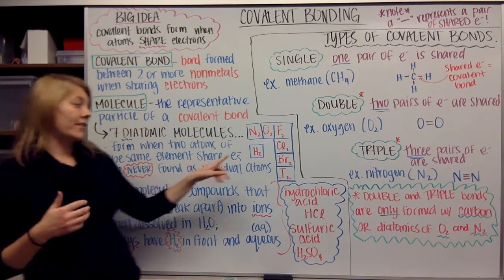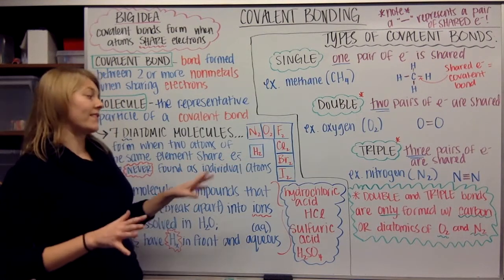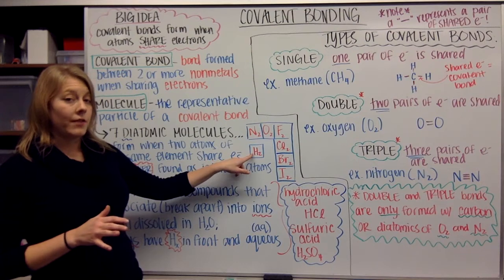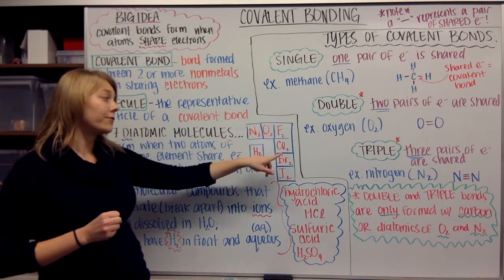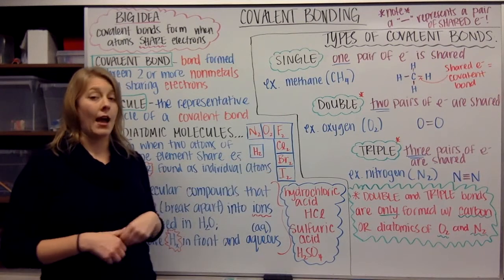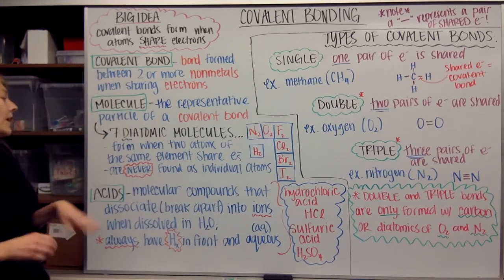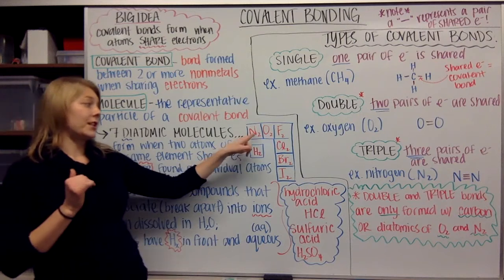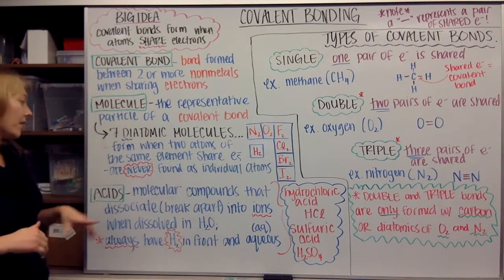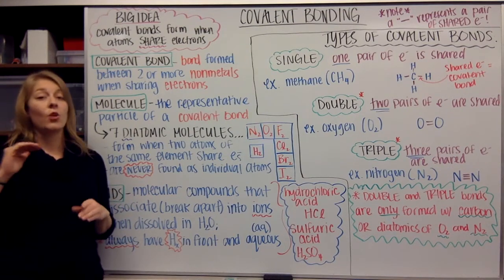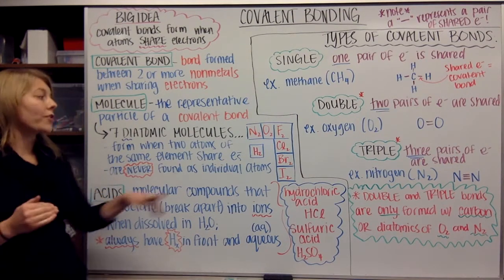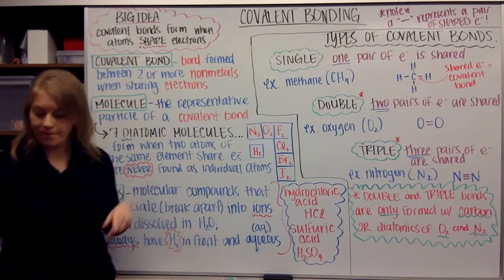Some examples, and these are really the only ones we see: H2, right? So a covalent bond between 2 hydrogens, N2, O2, F2, Cl2, Br2, and I2. These 7, so hydrogen and the 6 that are here, are never found as individual atoms. They will either bond with different atoms or they will bond with themselves, okay?